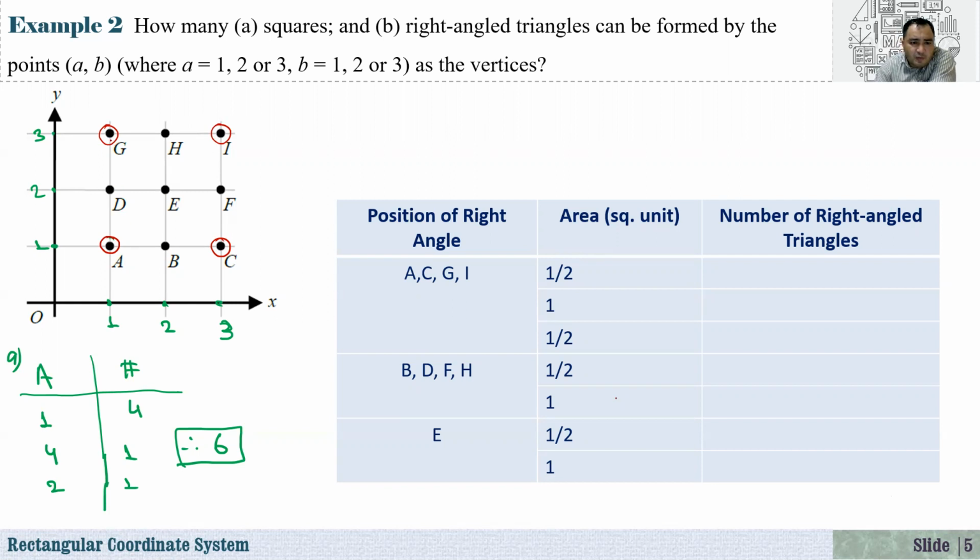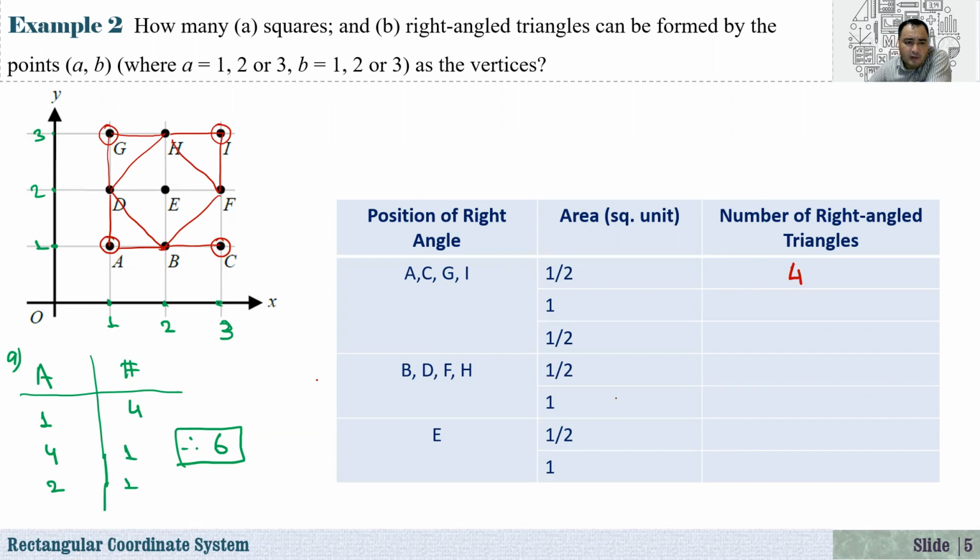So number one, let me just show this, it's either this, or this, or this, or this, right? And how many can we form? For area 1/2, I can form 4 right angle triangles, right?